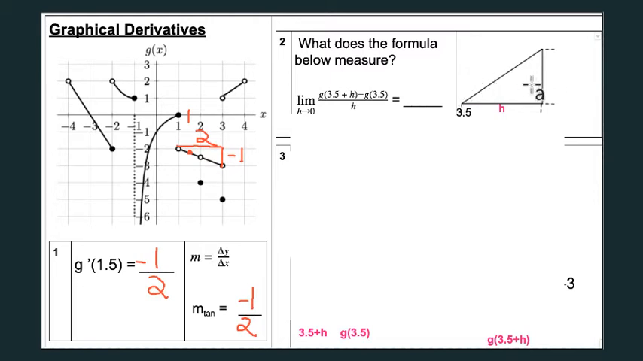So 3.5 there, and then it goes to the right by h. What does that make this location here? 3.5 plus h, right? So 3.5, h to the right, 3.5 plus h. Those are our x values. What are our y values for the slope here? And by the way, this is a secant between this point and this point, so we're getting a secant slope here. Let's see what values I can get. The first one I'm going to grab is this, and bring it up here.